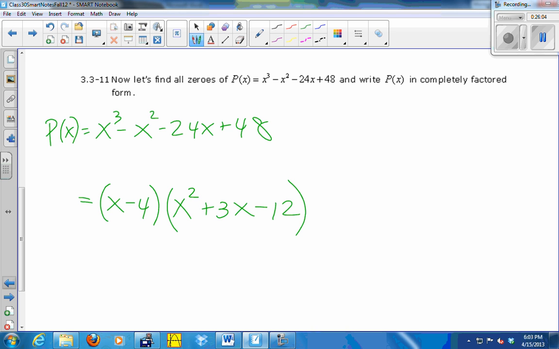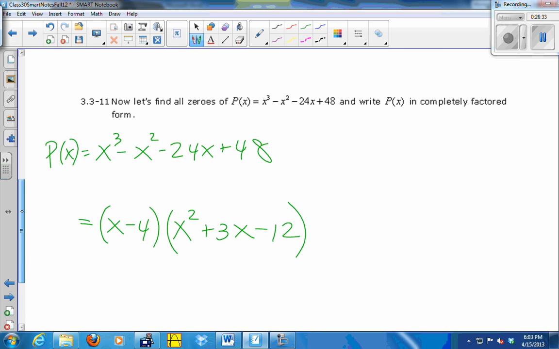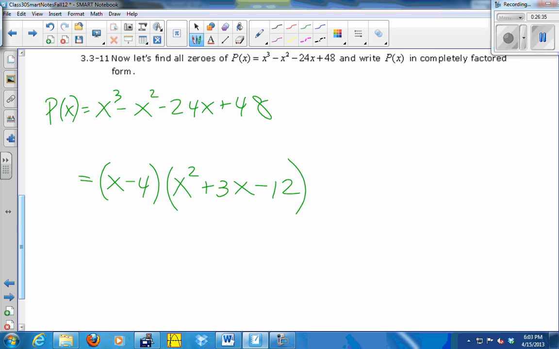And can x squared plus 3x minus 12 factor? I don't think it can. So that is not quite done. I can still get my quadratic to be written as two linear terms, a product of two linear terms. And the question is, what are they?